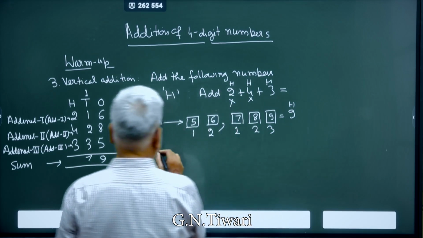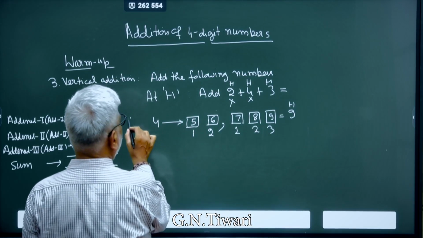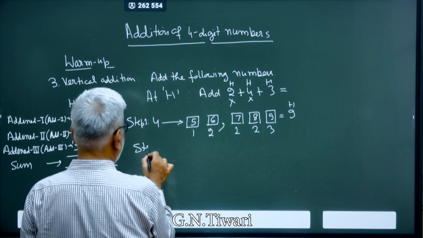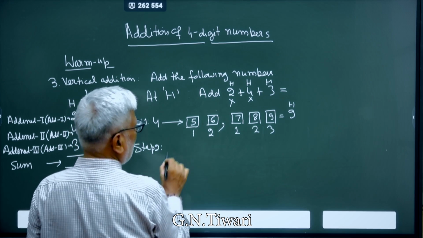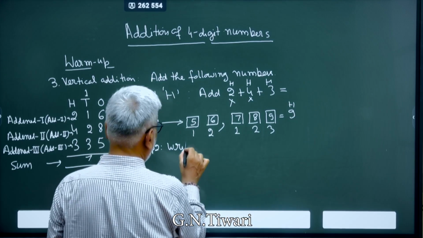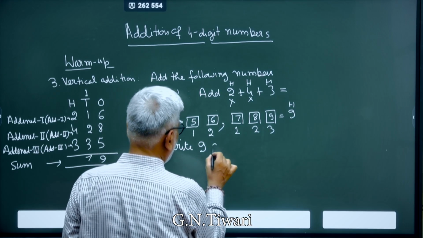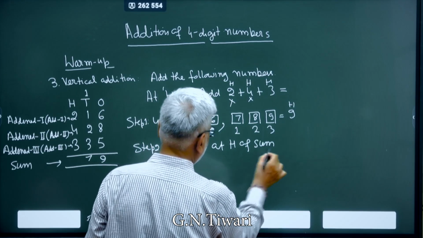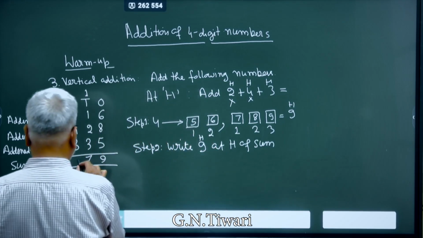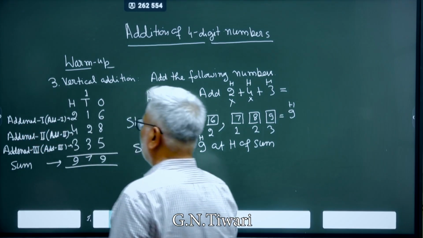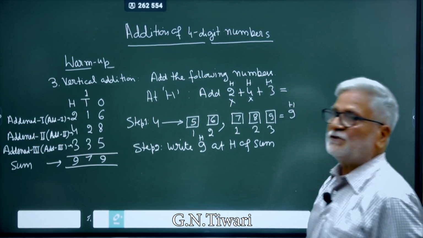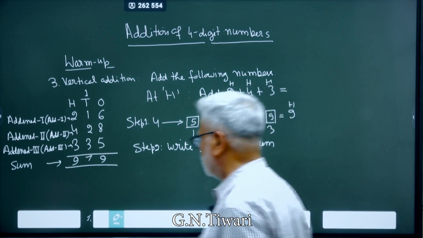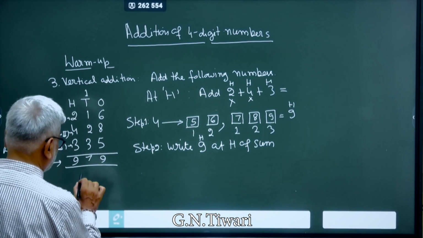अब स्टेप क्या हो गया? ये स्टेप 1 हो गया. स्टेप 2. राइट 9 at H of sum. That is called the vertical addition. But one thing is very, very important. You just note it or remember it. Remember.